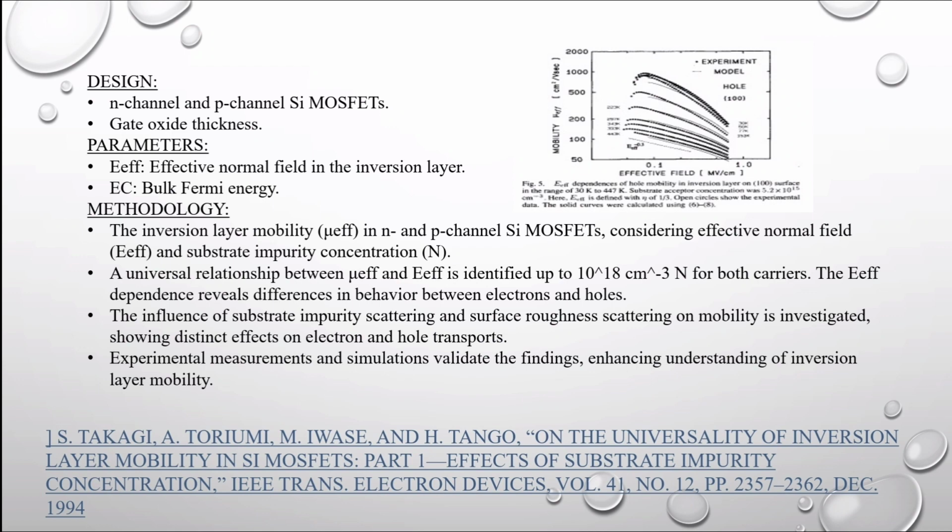To further investigate the factors influencing inversion layer mobility, the researchers explored the impact of substrate impurity scattering and surface roughness scattering on electron and hole transport. Both of these scattering mechanisms are known to affect mobility and device performance significantly. To validate their findings, the researchers conduct experimental measurements and numerical simulations. The experimental measurements involve practical tests on fabricated MOSFET devices, providing real world data to validate the theoretical insights. Numerical simulations are also performed to complement the experimental results and gain further understanding of the mobility behavior.